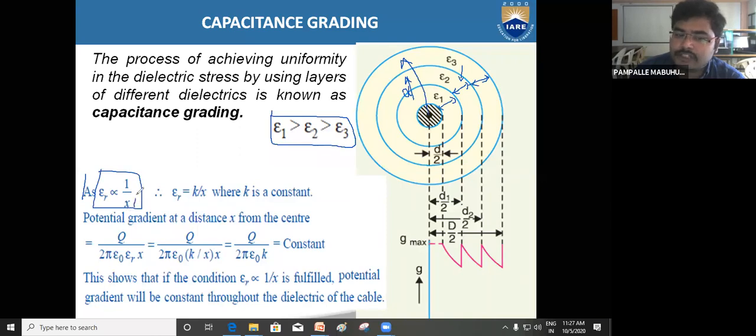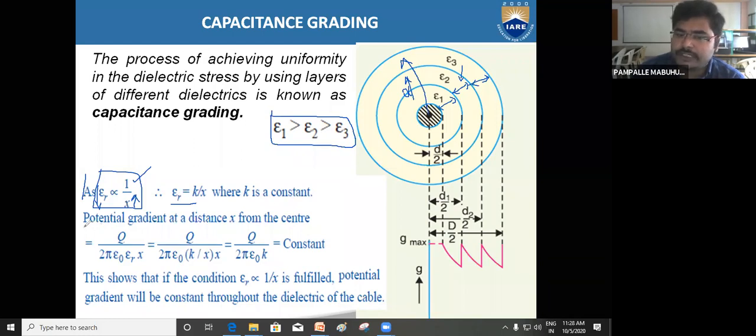Okay, so that means as your distance is increasing, the epsilon value should decrease. So when X is increasing, epsilon R value should decrease. So like this, you have to place the insulating materials in capacitance grading. So now from this condition, you can say that epsilon R is inversely proportional to 1 by X. So this can be written as epsilon R is equal to K by X. Here K is a constant.